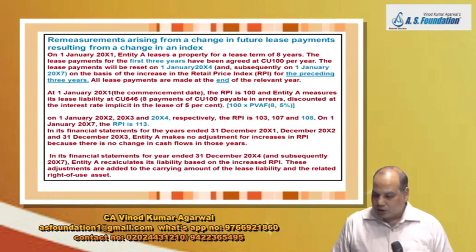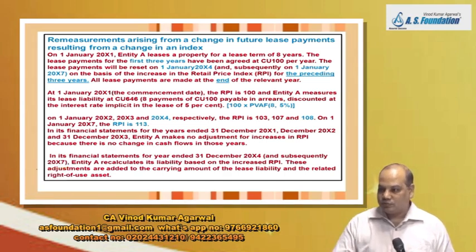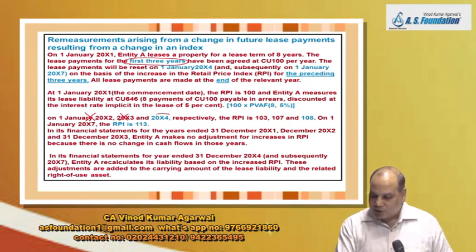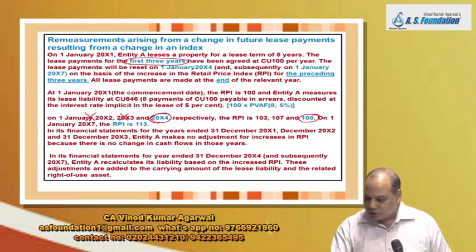Okay. Then next paragraph. On 1st January 2002, 3, 4, respectively RPI. What is RPI? Retail price index is 103, 107 and 108. Now see, some data is given to confuse you. This revision will be done only after 3 years. So this and this is not relevant. The RPI on this date is relevant, which is 108.